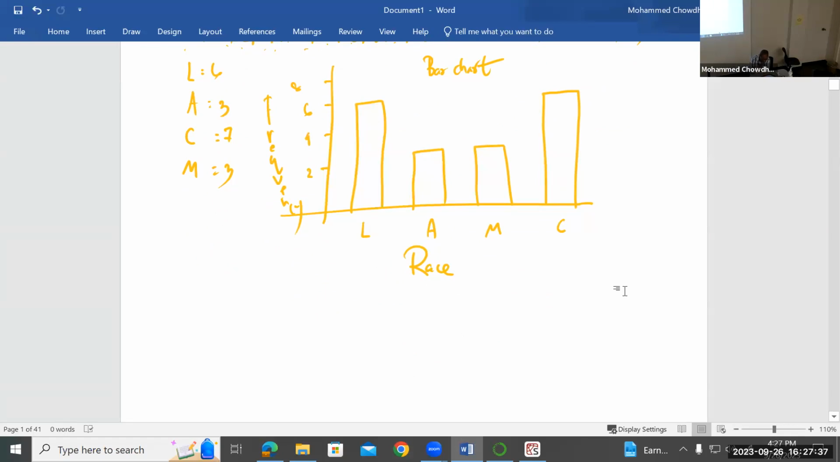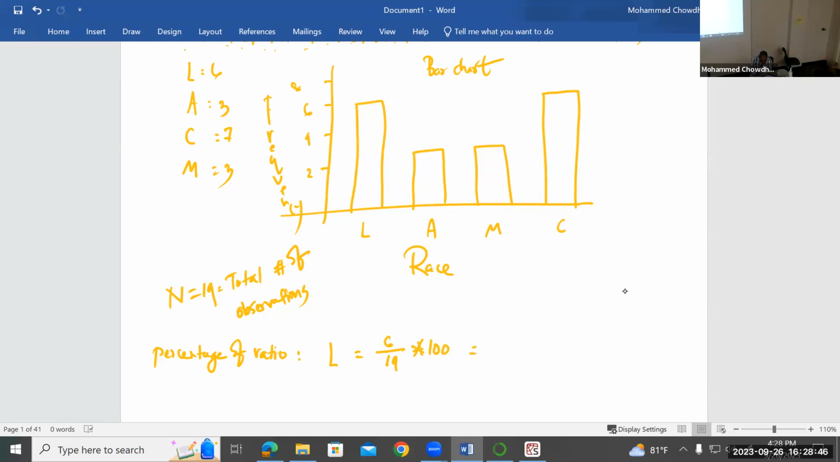Now, how to do the pie chart? In order to do the pie chart, n equal to 19. So we want to express this 19 as 100%. So n equals the total number of observations, equal to 19. Now I want to find the ratio or percentage for Latino. For Latino, there are 6 out of 19 times 100.